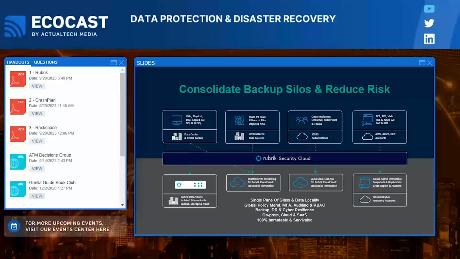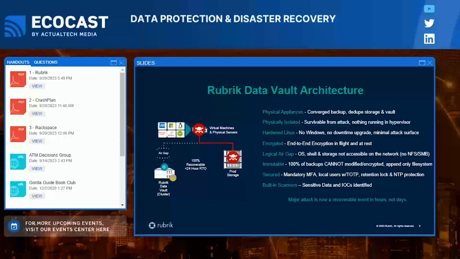And you control the data locality. We enforce multi-factor authentication to gain access to Rubrik Security Cloud. We also are immutable on first copy, and that's the thing that we want to focus on. Aside from just immutability, we also want to talk about the rest of the architecture. So on the left, you see the general architecture of our backup solution.